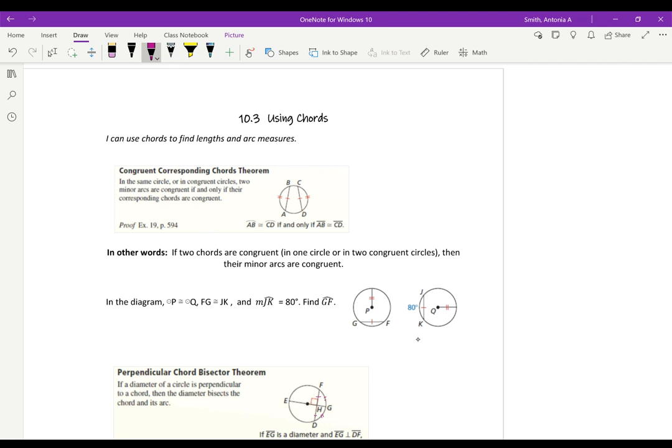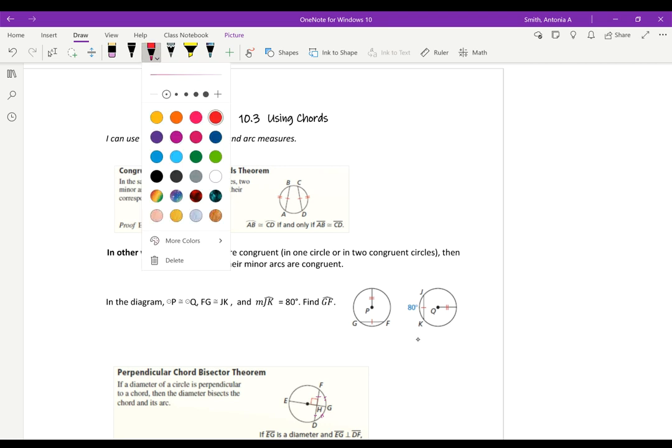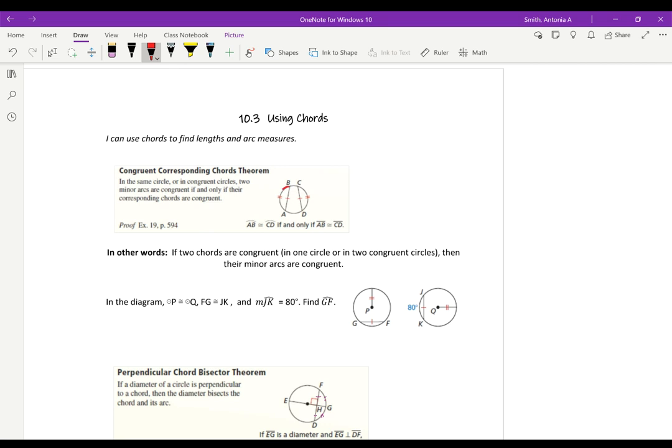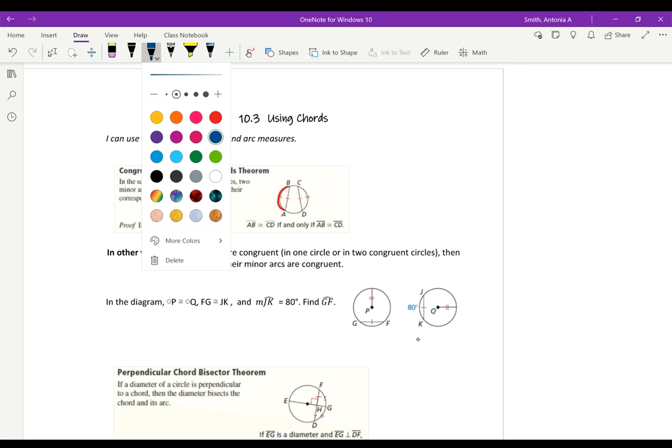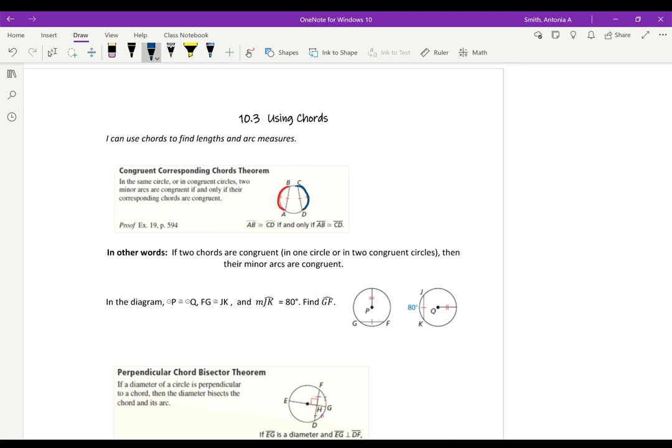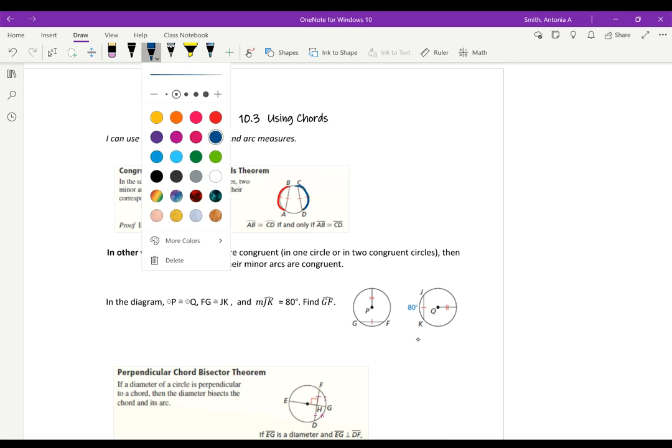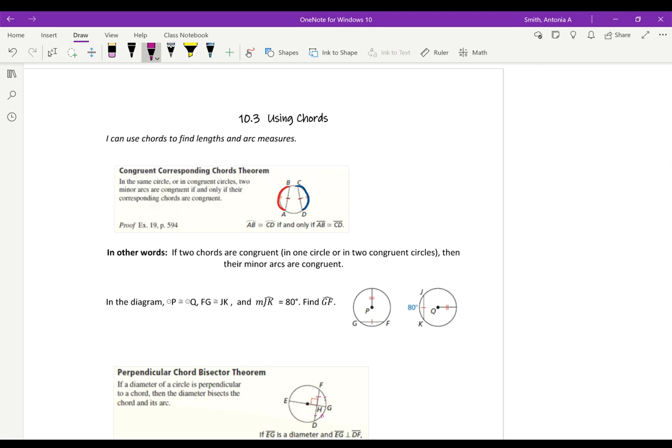circle or in congruent circles, two minor arcs are congruent if and only if their corresponding chords are congruent. So remember, a minor arc is an arc that is less than 180 degrees, and it goes around the outside of a circle. So there's one minor arc, and here is your other minor arc. So this theorem says that these two arcs are congruent if and only if their two chords that connect their endpoints are congruent. So in other words, if two chords are congruent in one circle or in two separate congruent circles, then their minor arcs are congruent.